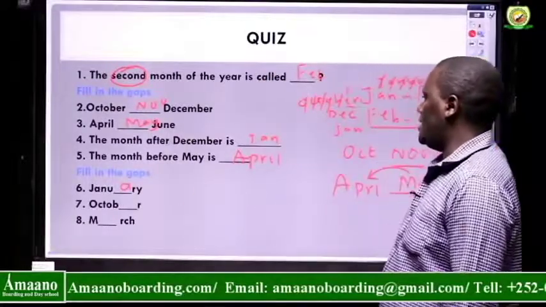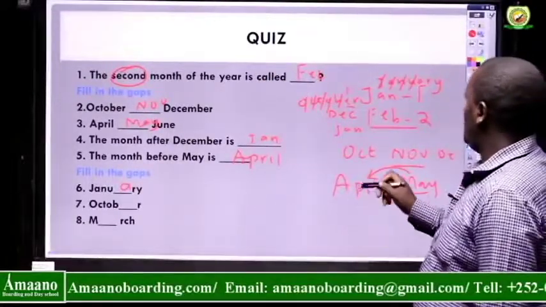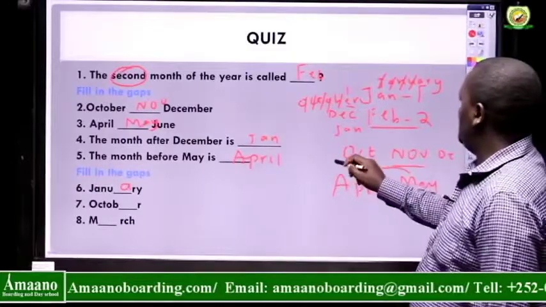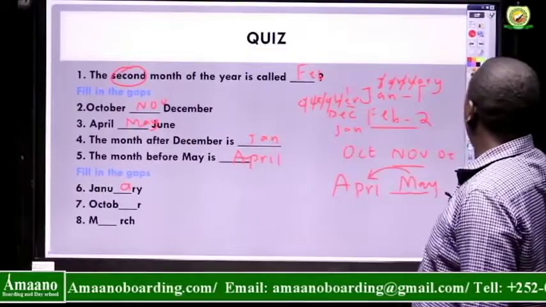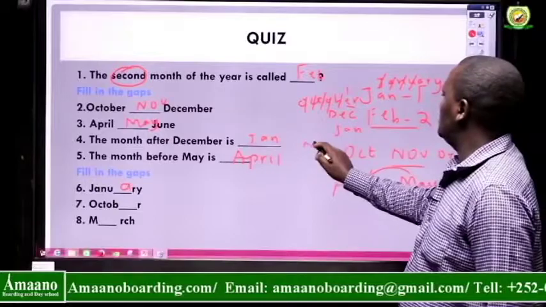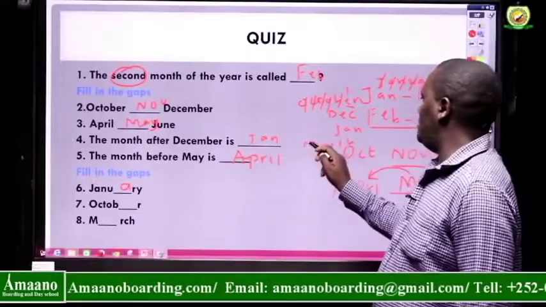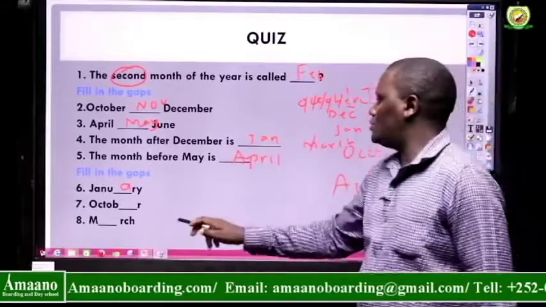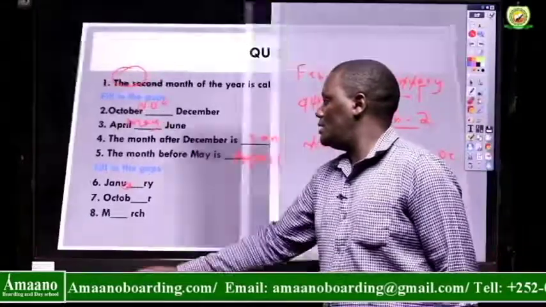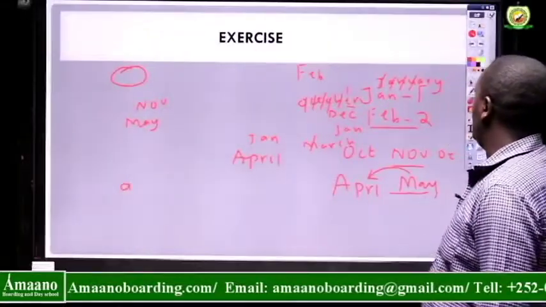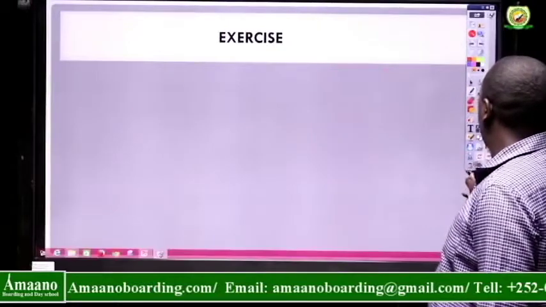Then lastly we have March. We have M, letter A missing. So I'll fill in here with letter A. Then I call it March.